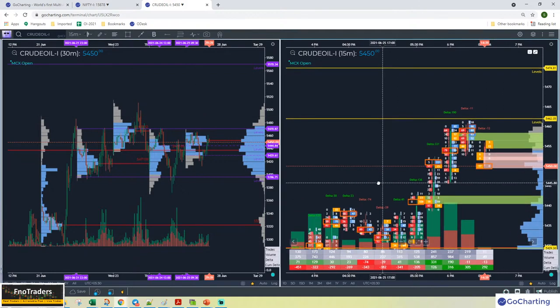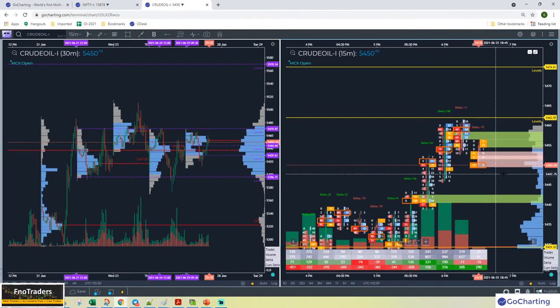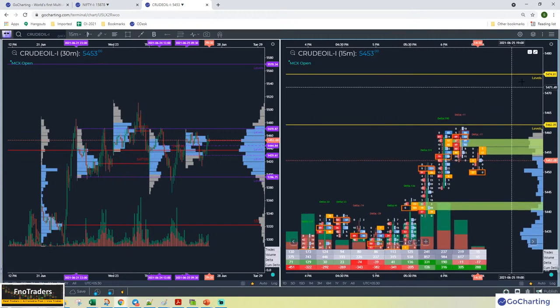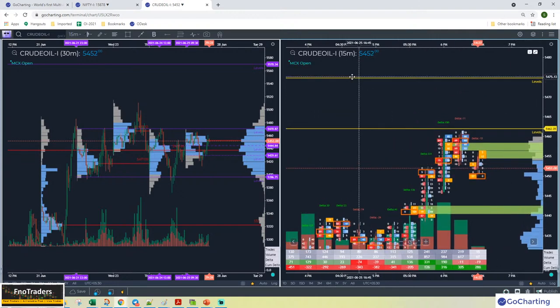Now it's pushing back. You have to watch for an absorption here. If it happens, then it's just open, so there will be some volatility, but we're discussing a pullback trade into this level. Let's see how it happens.